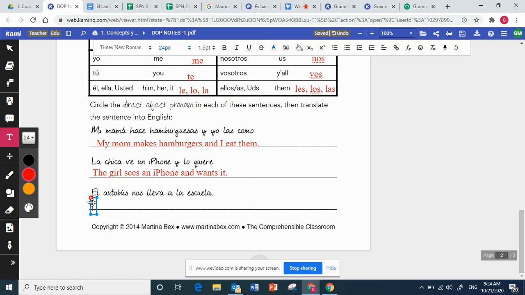El autobús nos lleva a la escuela. This means the bus takes us. Lleva is like to wear, carry. In this case, it's take because the bus is doing something for us, and that's the only logical thing it can do. Takes who? Nos. Us. School. Nos comes in front of the conjugated verb. Us comes after the verb in English.